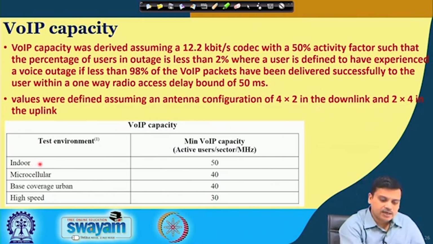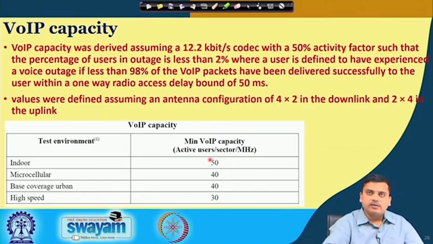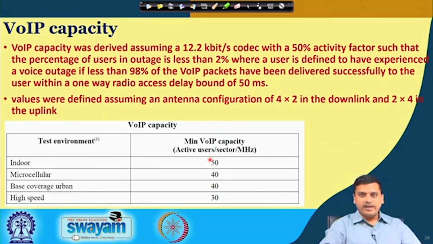What it says is that under the indoor configuration, 50 VoIP users per sector per megahertz are to be satisfied. Whereas in high speed, again the same thing comes up, but 30, a huge drastic difference again because of the high mobility condition: 30 active VoIP users per sector per megahertz are required to be satisfied. So, it clearly brings out the association of mobility with data rate, and mobility with the number of VoIP users that can be supported in a sector. If this is possible, then the technology under test would be classified as IMT Advanced or 4G.